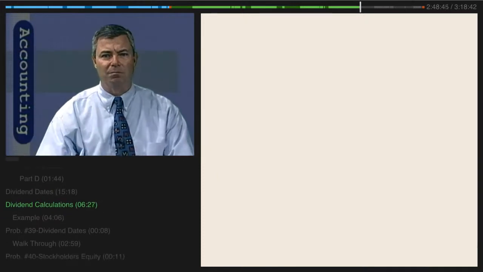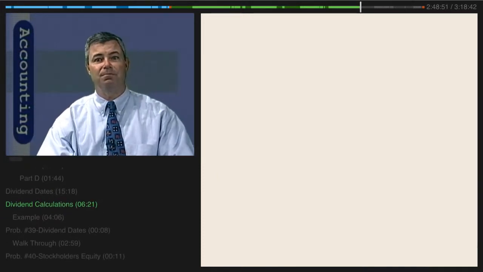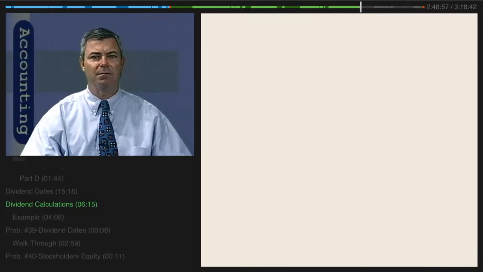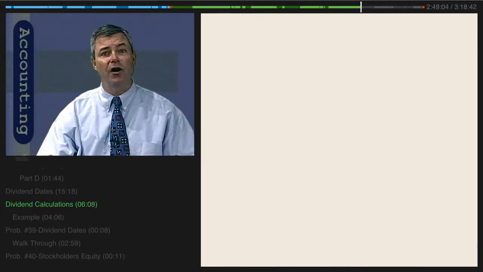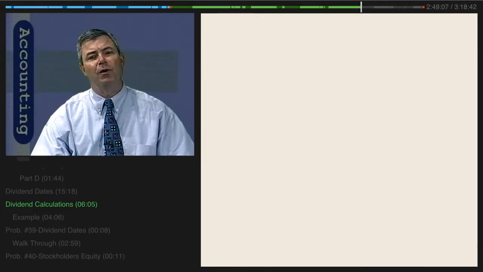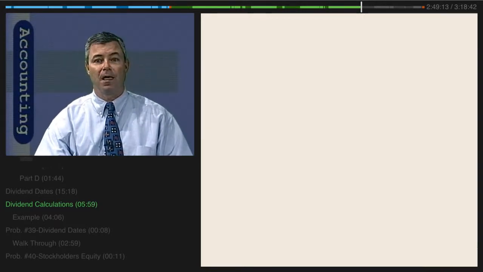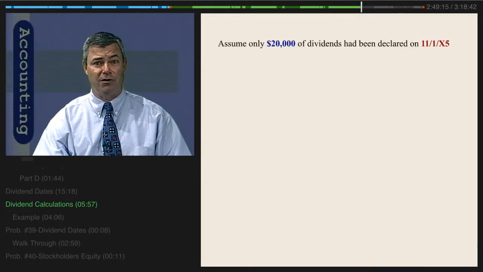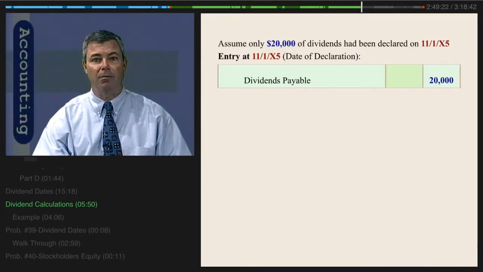Now, let's look at some complicating scenarios relative to this particular dividend distribution. I want you to assume that on the date of declaration, and we'll just go back to these same dates that we've been working from, which was November 1st in X5, when the board of directors met and declared a dividend, instead of declaring a $100,000 dividend, they only declared a $20,000 dividend. Well, on the books, we'll record a credit to dividends payable and a debit to dividends.